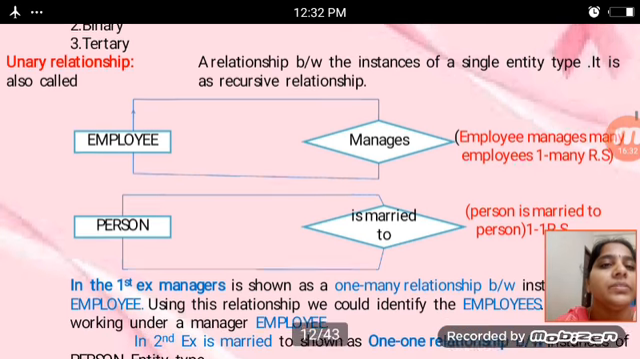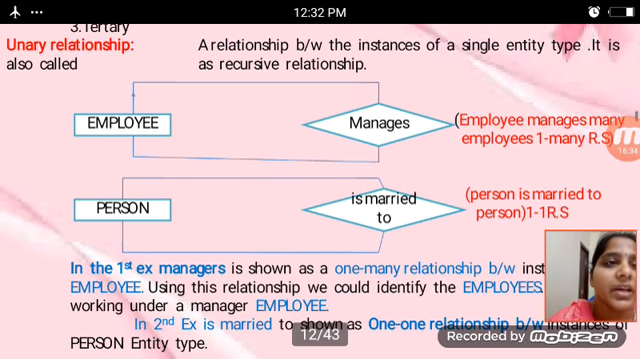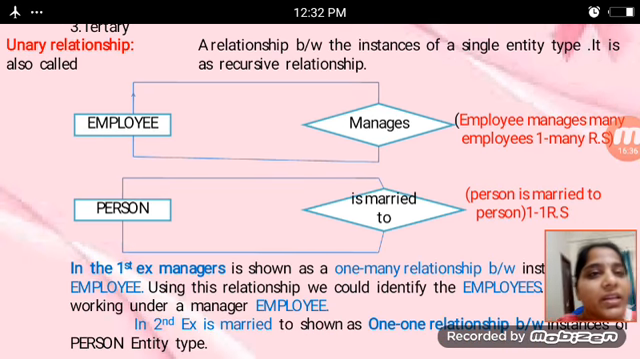And then the next example I am taking here is a person. Person is an entity. The rhombus symbol indicates the unary relationship, is married to. Some person is married to some person. I am taking this one example.